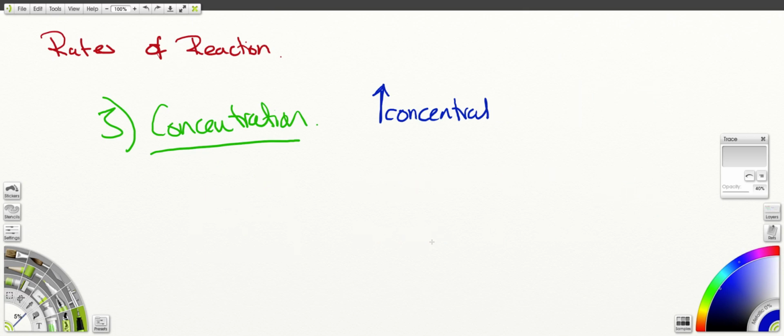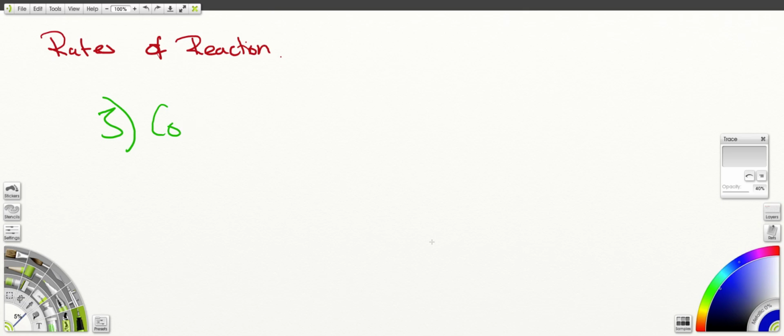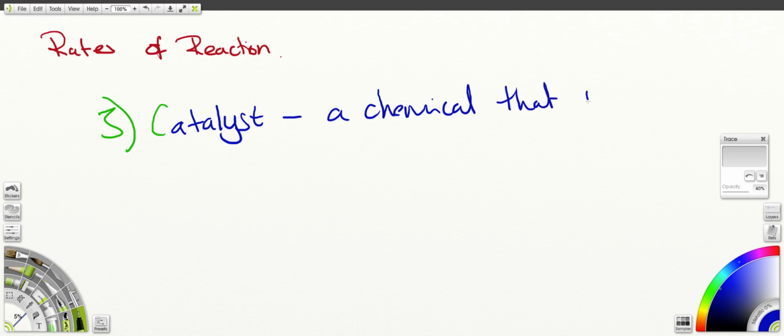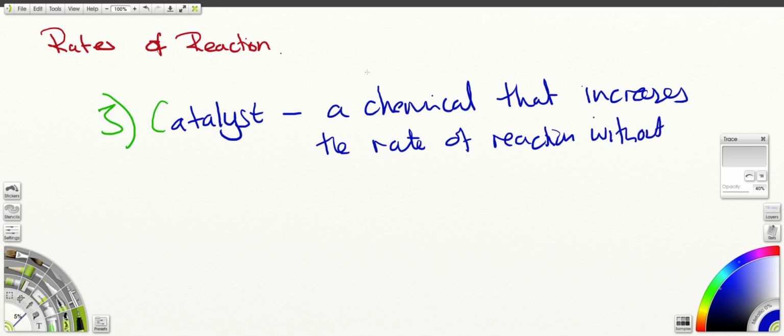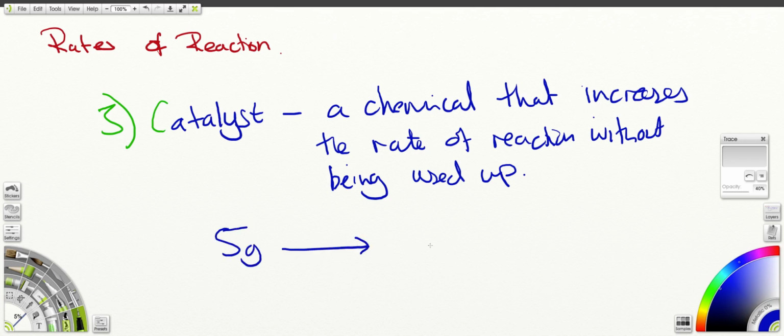The last thing is to add a catalyst. Now, as you should all know from C1, I think it is, a catalyst is a chemical that increases the rate of reaction without being used up. So if you have 5 grams of catalyst to begin with, at the end of the reaction you're still going to have 5 grams of catalyst because it doesn't get used up. However, what it does do is speed up the rate of reaction.